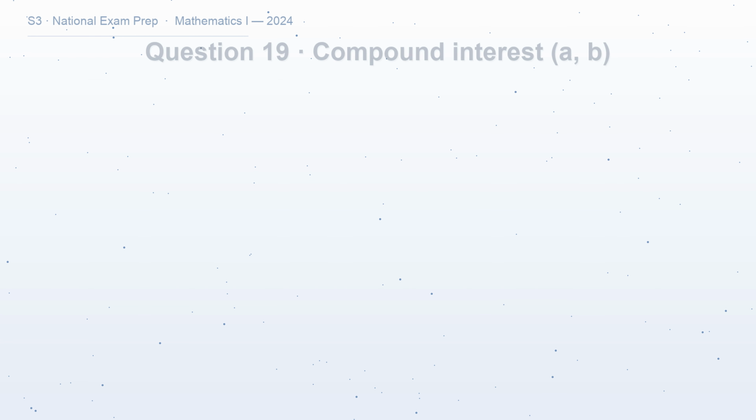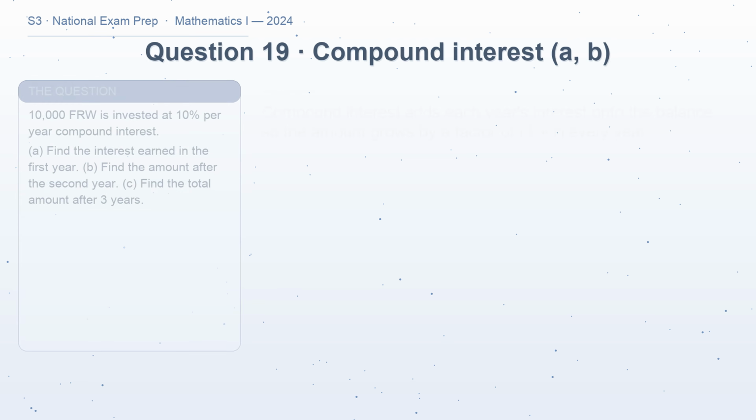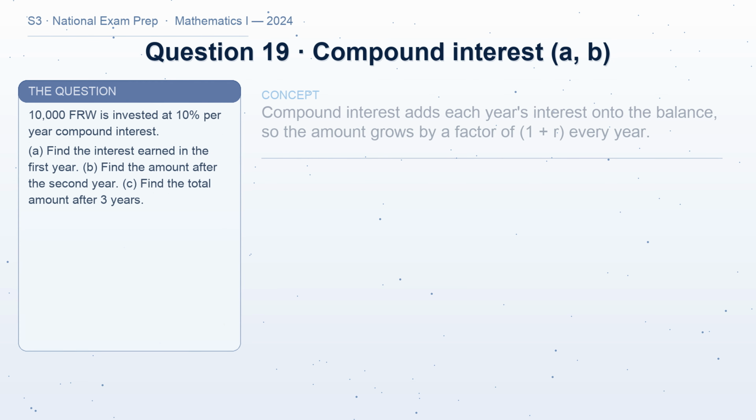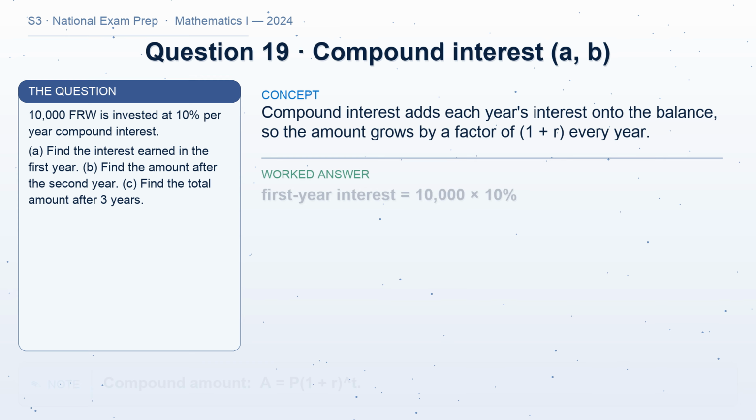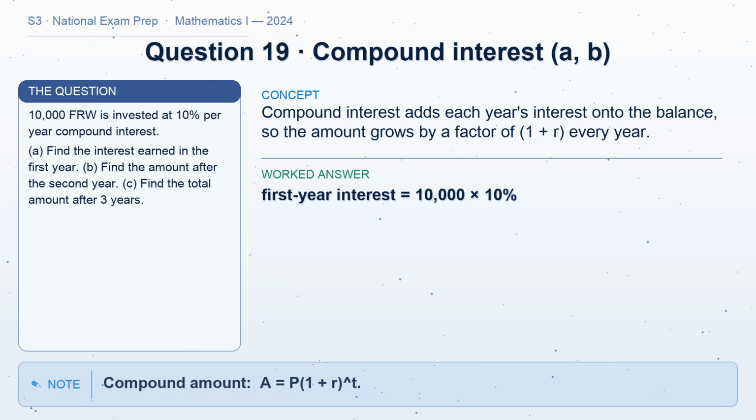Question 19. Parts A and B. 10,000 francs is invested at 10% per year, compound interest. Compound interest is like a snowball rolling downhill. Each year it grows on everything it has already gathered, so you earn interest on the interest.